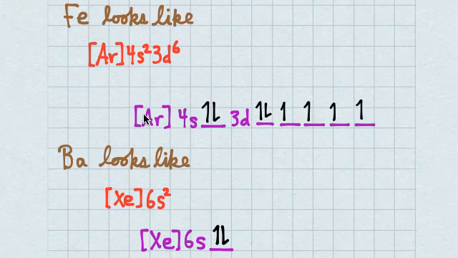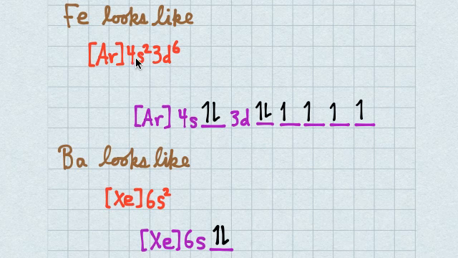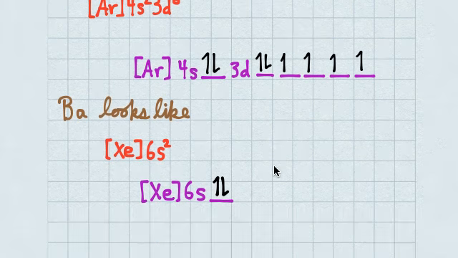So iron would look like this. Go to argon, then 4s2 and 3d6. Barium would look like this. Go to xenon, then 6s2.